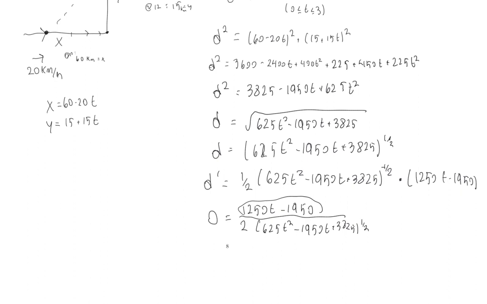In other words, when you have something divided by something else and it equals 0, the top has to be 0, because if the bottom was 0, then we'd be undefined. So that means 0 will have to be 1250t minus 1950. So that means that 1950 equals 1250t, so 1950 over 1250 will be our t value, which is approximately 1.56 hours.